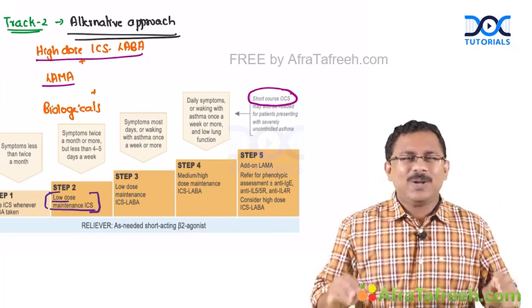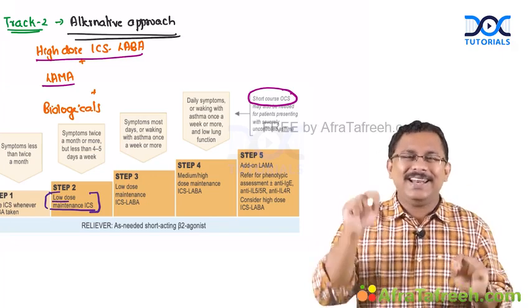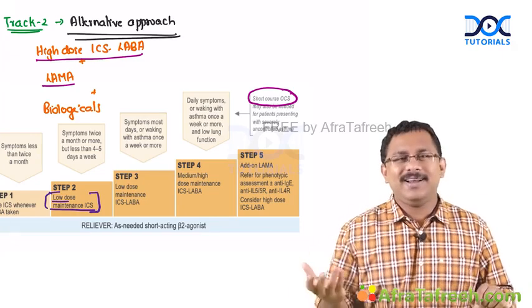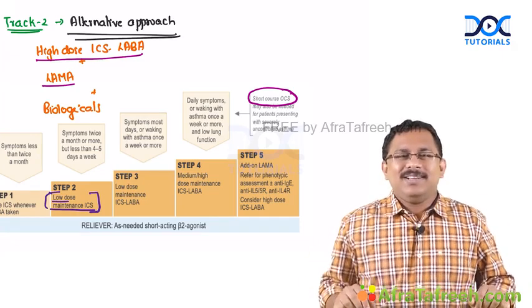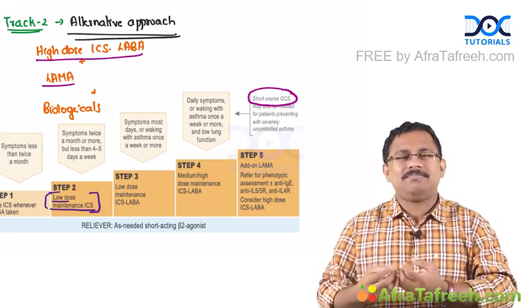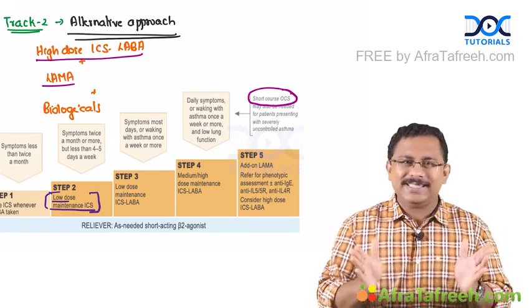track 2. Now I know that there are certain questions still lingering on your mind. You said track 1 is preferred and track 2 is alternative. So why should you go for track 2 if at all you say that track 1 is the preferred? So what are these exceptions?